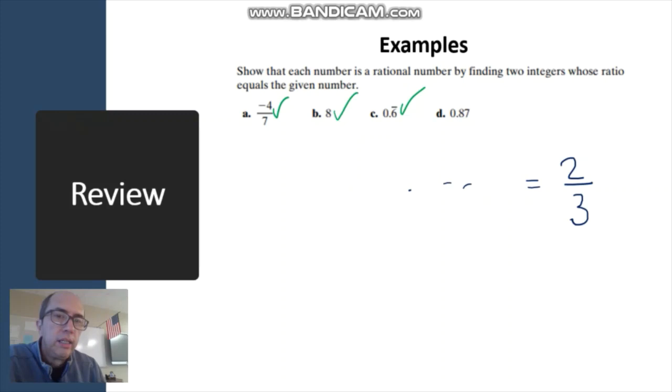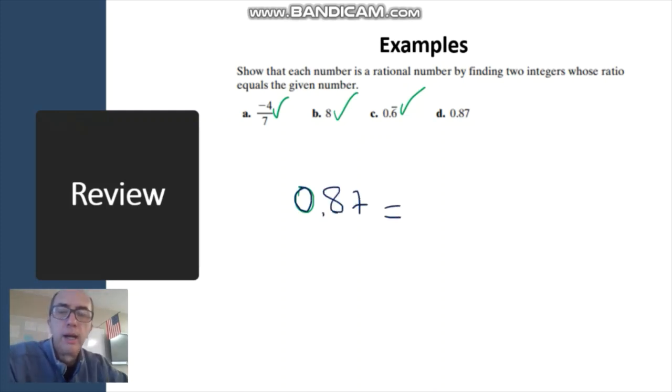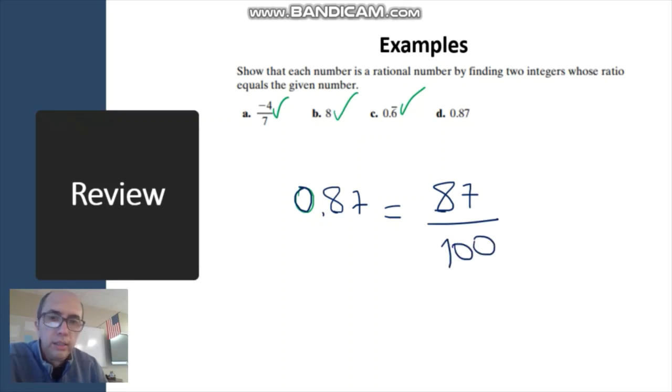And letter D, we have 0.87. Can you represent it as a fraction? Well, the easiest way is 87/100. And yes, it is a rational number. So we proved that all 4 options are rational numbers by finding at least 2 integers whose ratio equals the given number.